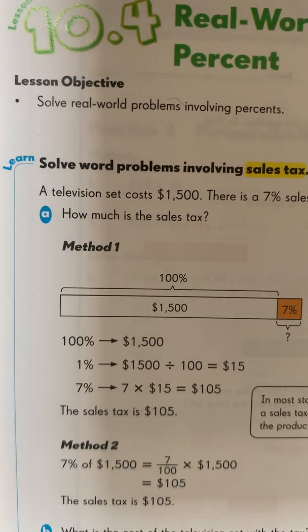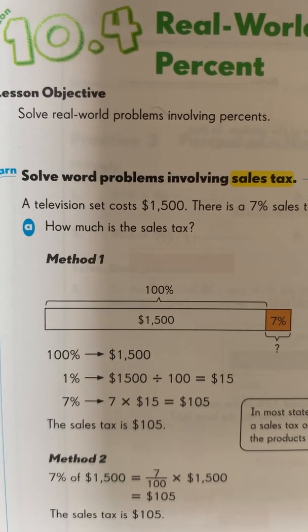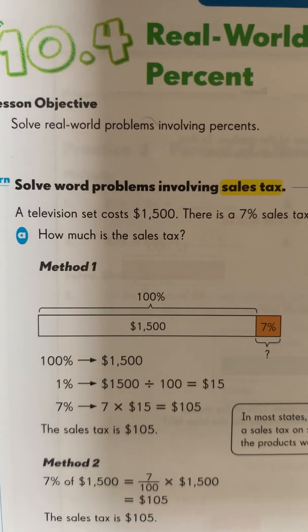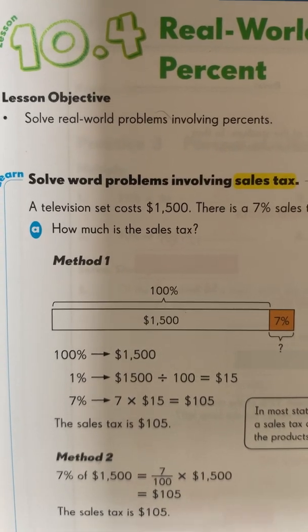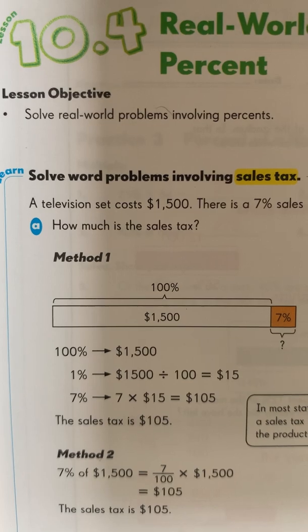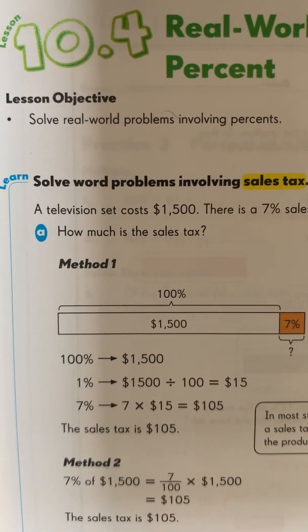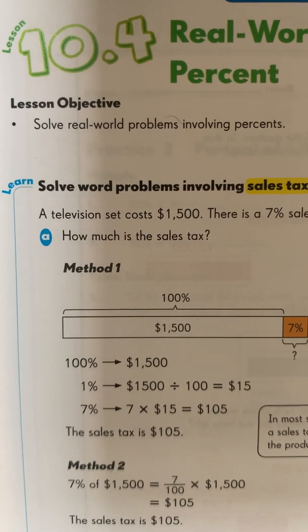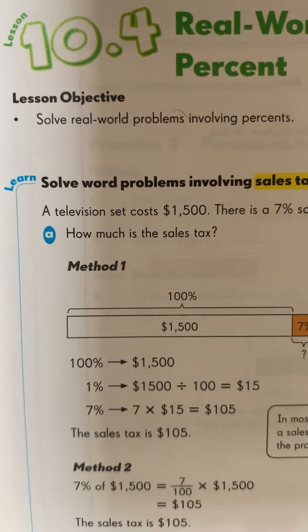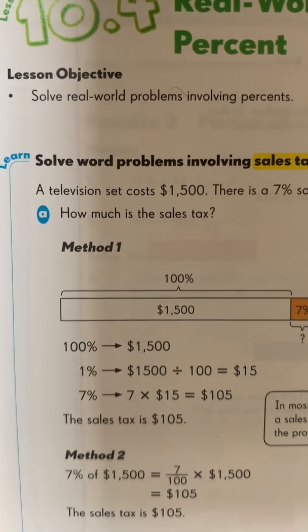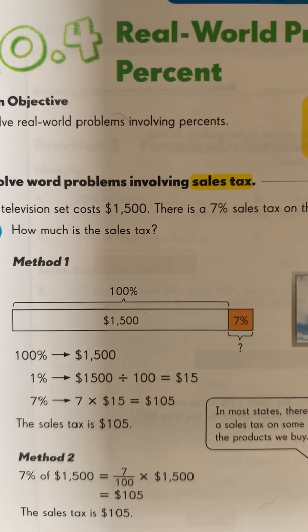Now here's method 2. Let's talk about method 2. Like I said, it doesn't matter to me which method you use. You could use the multiplication method or you could use the unitary method. It doesn't matter. Okay, so here on method 2, all you're doing is multiplying the sales tax percent, 7%, by the sale price, which is $1,500, okay, to get the tax in dollars. So to me, method 2 is a bit easier, but it just depends on you, okay?